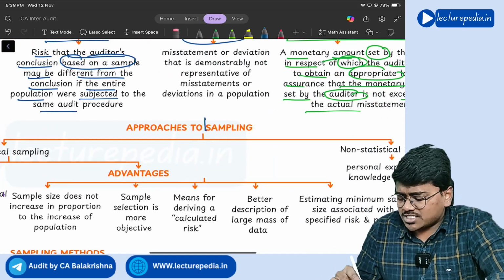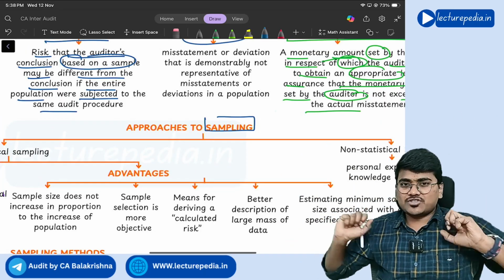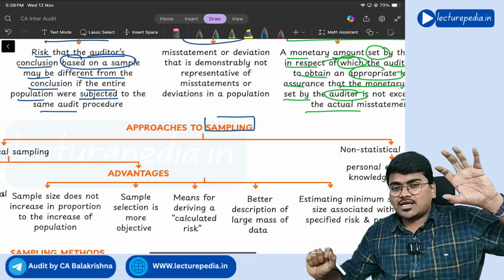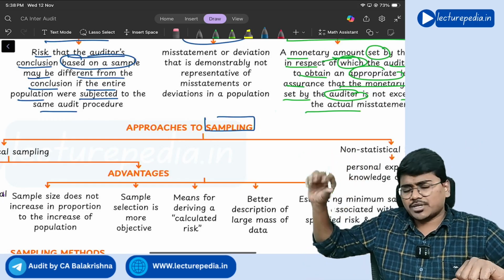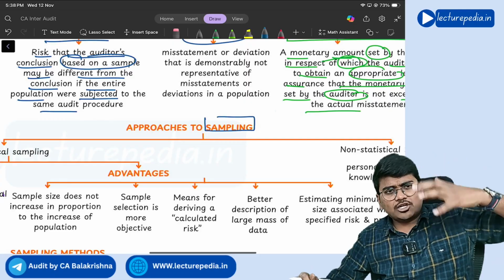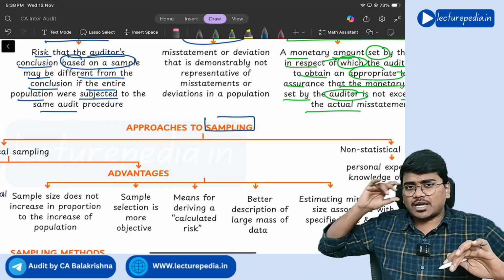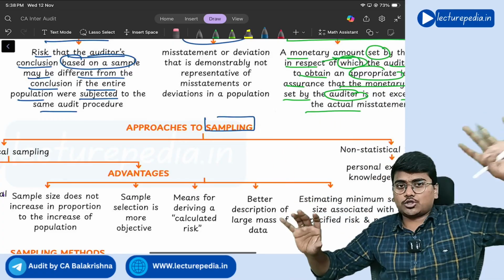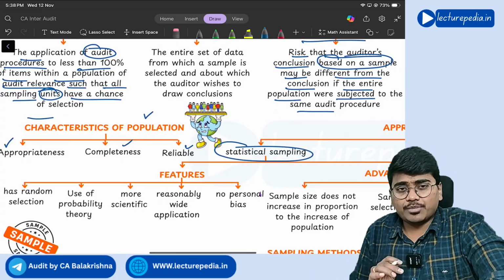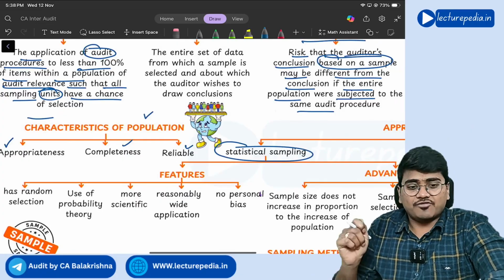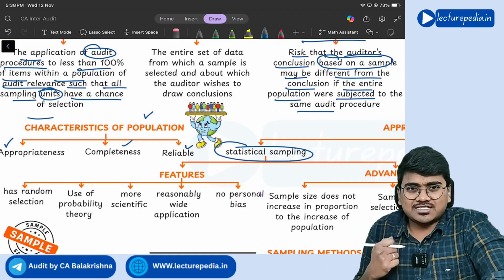Next, approaches to sampling. Broadly speaking, there are two types of sampling. One is statistical sampling, another one is non-statistical sampling. Again, in statistical sampling there are further types of sampling, and in non-statistical also further types, but broadly there are two, statistical and non-statistical. Now what is meant by statistical sampling? Statistical sampling will have certain features. What are the features of statistical sampling?